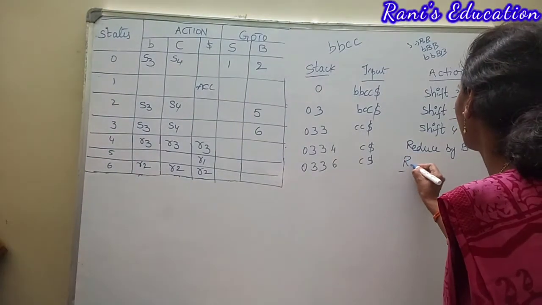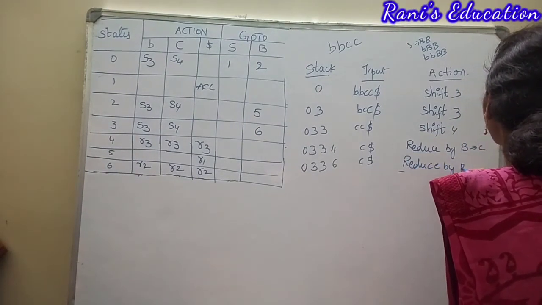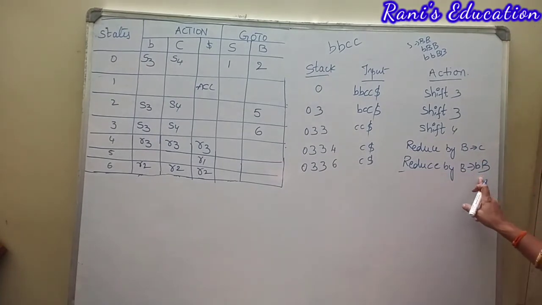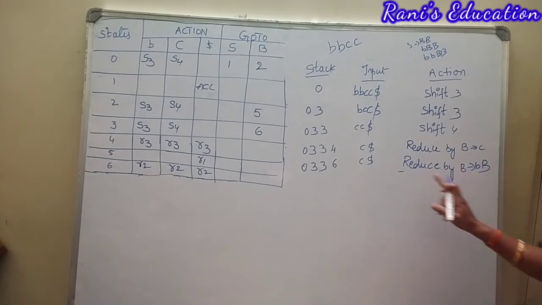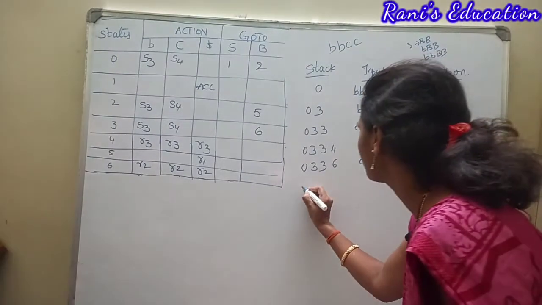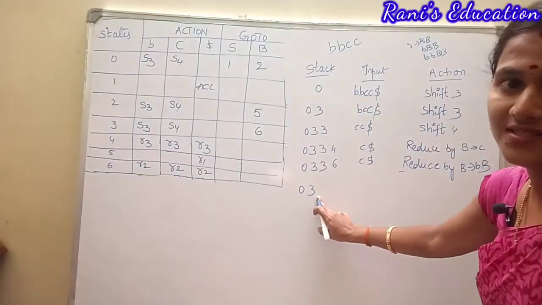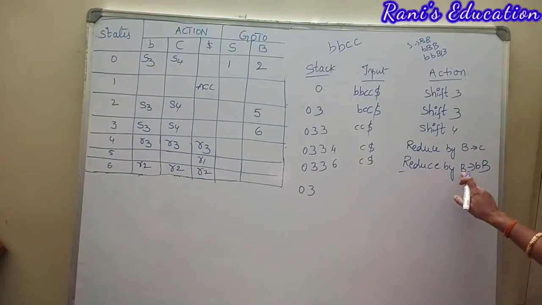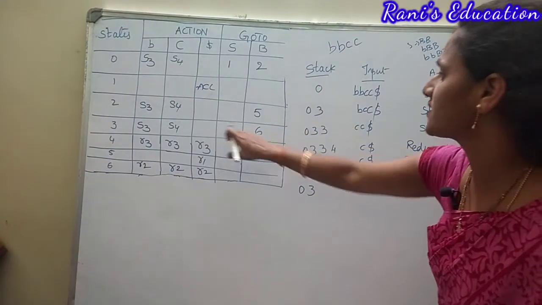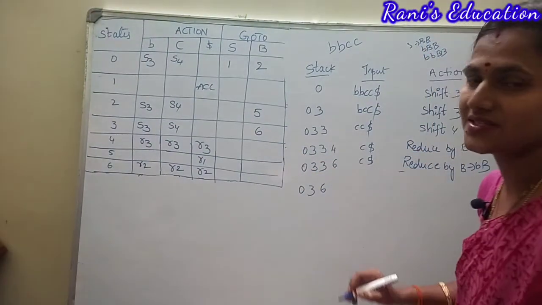That is reduce. R2 is B derives terminal B, non-terminal B. So what is the length of this RHS? 2, right? So we are going to pop 2 symbols from this stack. Now the stack becomes 0, 3. The top of the stack is 3. What is 3 with B here? 6. That means 6 becomes the top of the stack.